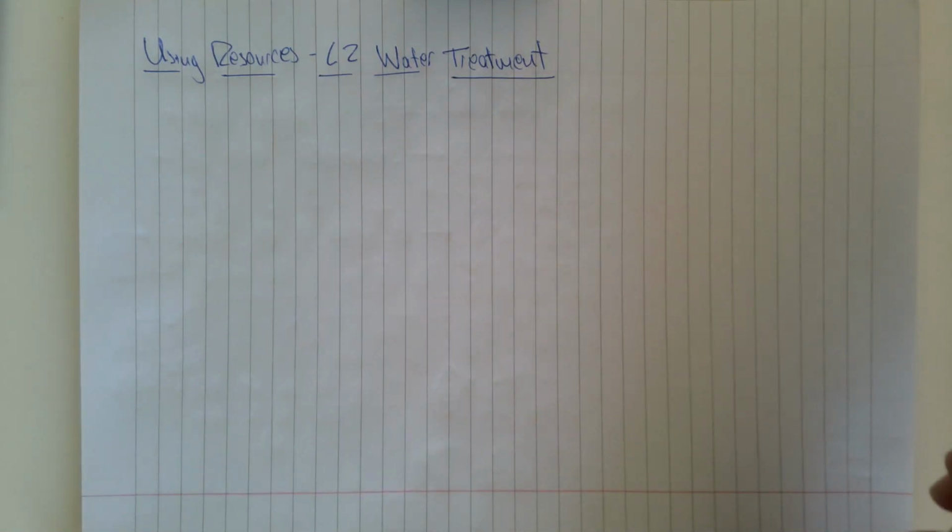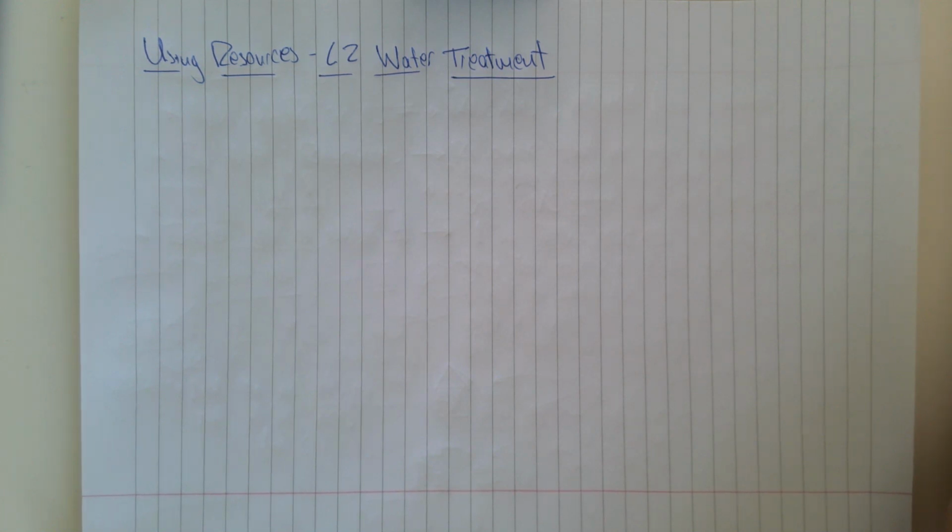Right, so welcome to lesson 2 of the Using Resources unit of work from your GCSE Combined Science course. This is chemistry, and lesson 2 is all about the treatment of water because, as you remember from lesson 1, we spoke about the fact that there are different types of resources that we find on planet Earth. We've got finite resources, we've got renewable resources, and we use them for different things. And one of the most important resources that we use, a natural renewable resource, is water.